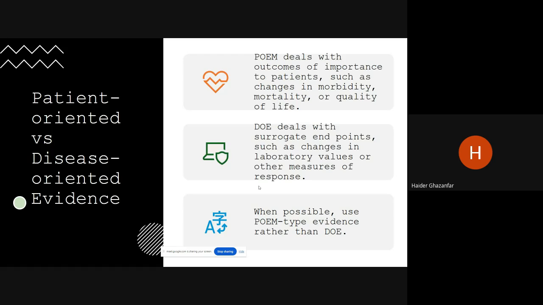When you start reading a review article, or searching on Google, you will see a lot of patient-oriented versus disease-oriented evidence. Patient-oriented articles are more focused on patients' morbidity, quality of life, or mortality. Drug-oriented articles are more focused on lab values or other measures of response. In your initial phase, when you're writing a clinical review article, it's better to write a patient-oriented article than a disease-oriented one, because it's more likely to be accepted, and second, it will have more practical implications. You will most likely get more citations.